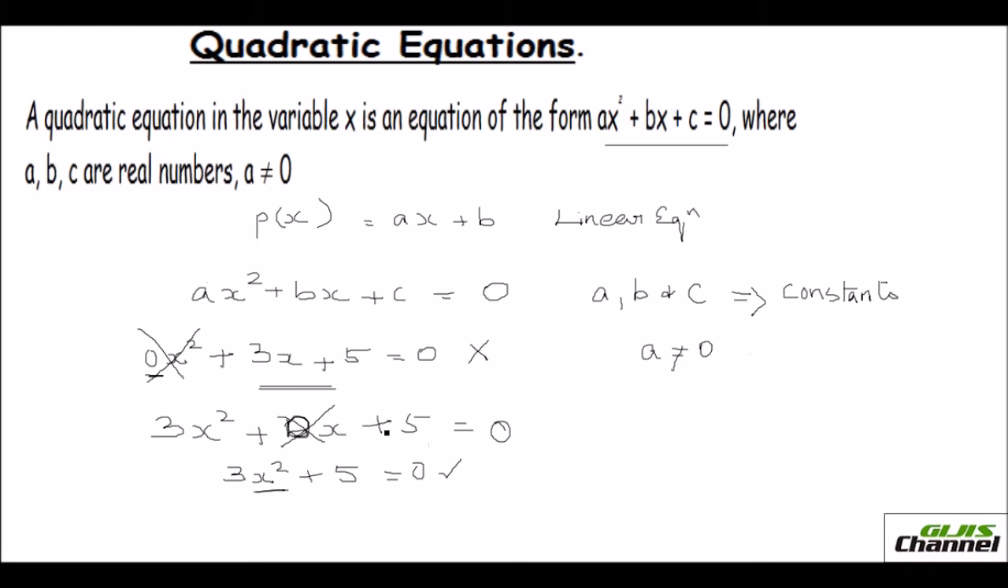Understood? Now, the next is when c is 0. So let's take one such example. See, the same 3x squared plus 5x, okay? And this time I take c as 0, then you don't have the c term, so you will be left with 3x squared plus 5x. It doesn't matter because here the highest degree is again 2, right? So it makes it a quadratic equation only. I hope you understood what a quadratic equation is. Though the general form is ax squared plus bx plus c equals 0, you may have the b and c terms equal to 0, but never a is 0.